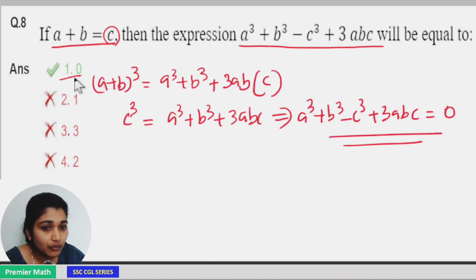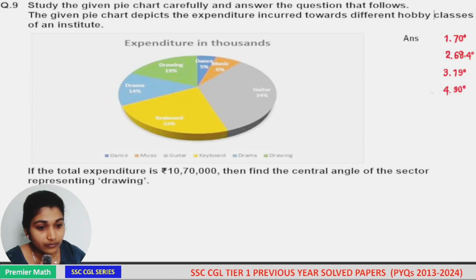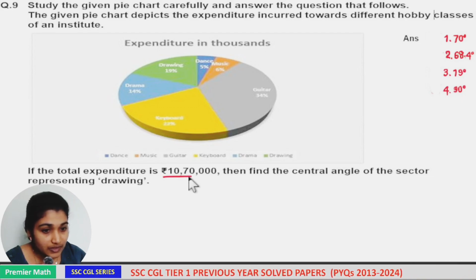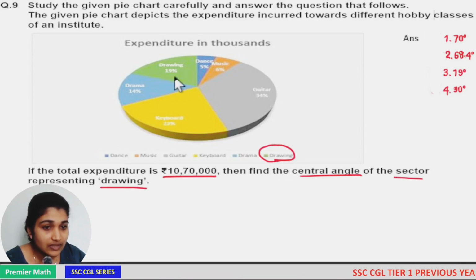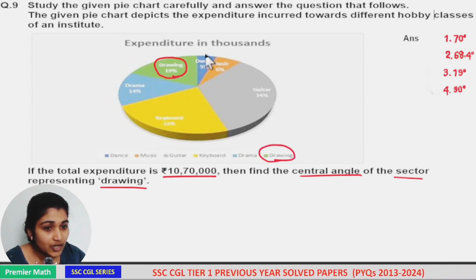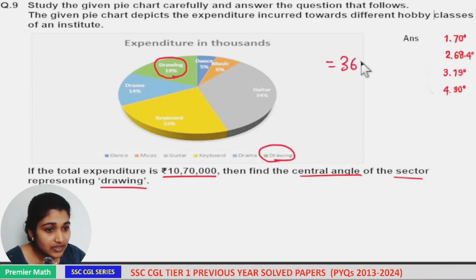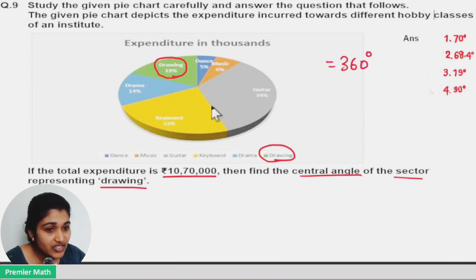Just use the formula a plus b the whole cube. If the total expenditure is 10,70,000, then find the central angle of the sector representing drawing. Here drawing is represented by the green sector, which is 19%. Total angle is 360 degrees, which represents 100%. Then 19% is the drawing.